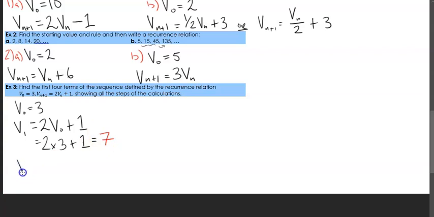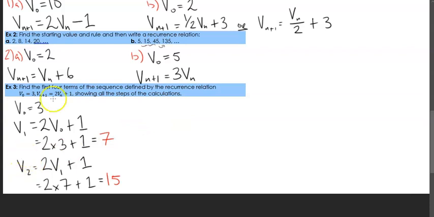To get v2, we need to get 2 times v of 1 plus 1. So to get the next term, you get the previous term, multiply it by 2 and add 1. So this is just 2 times what v of 1 was equal to, which is 7, plus 1. 2 times 7 is 14, plus 1 is 15.